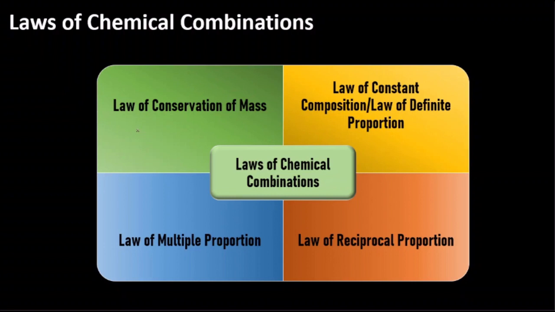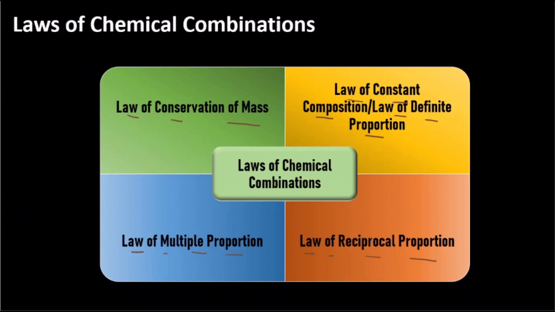There are certain rules followed by all atoms while combining to form a compound. Those rules are collectively known as Laws of Chemical Combinations. And they are: the first one, law of conservation of mass; second one, law of constant composition or law of definite proportion; third one, law of multiple proportion; and the fourth one, law of reciprocal proportion. I already mentioned, in this video we will learn about the law of conservation of mass.